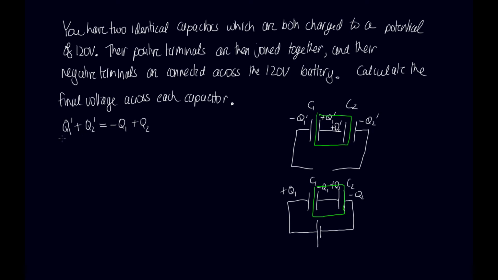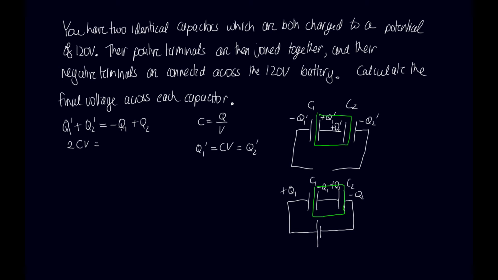Now we can work out what these initial charges are because we've got our capacitor equation, C equals Q over V, and we were told that these were initially charged to a potential of 120 volts. So that tells us that Q1' is just equal to CV, and Q2' is going to be the same thing because they're the same capacitors. The capacitances are the same, C1 equals C2 equals C. So this thing is equal to 2CV, and that is equal to minus Q1 plus Q2.